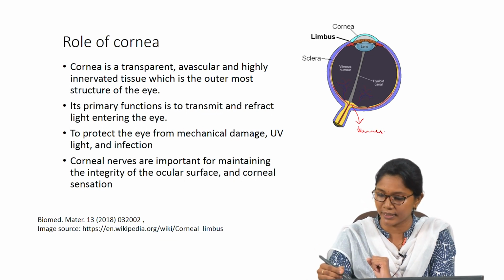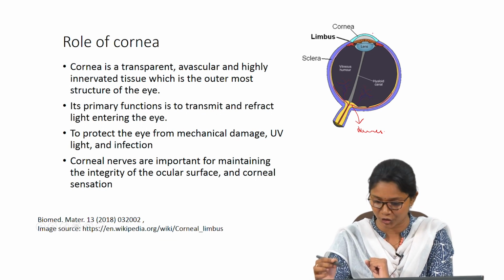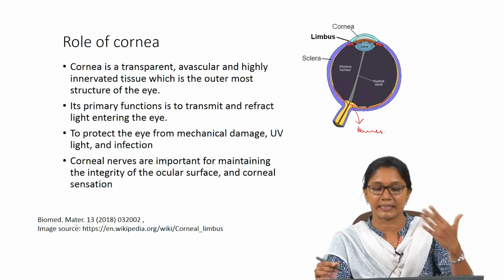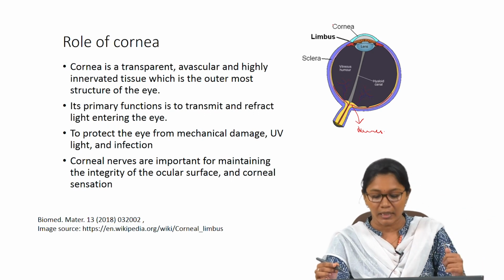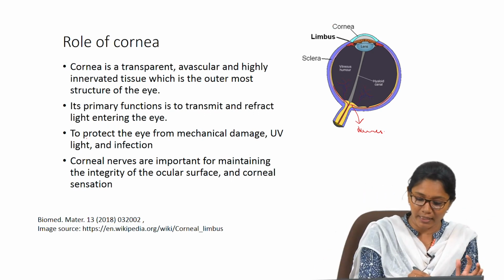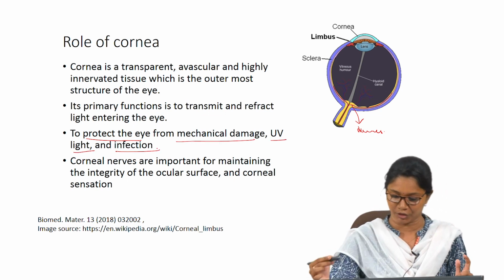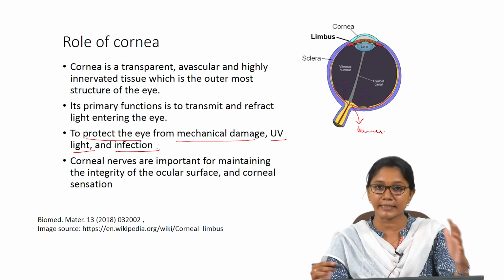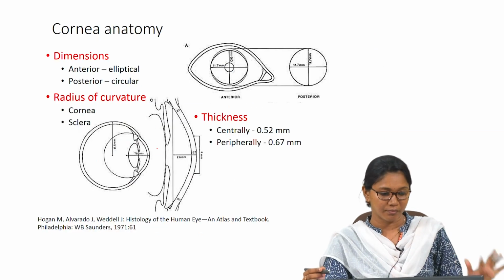These nerves enter through the limbus, through the lower regions of the cornea, going up to the epithelial region. The primary function of the cornea is to transmit and refract light, and that is the reason we are able to see and visualize things. It also protects the eye from mechanical damage, UV light and infection. And the corneal nerves are very important for maintaining the integrity of the ocular surface and the corneal sensation.